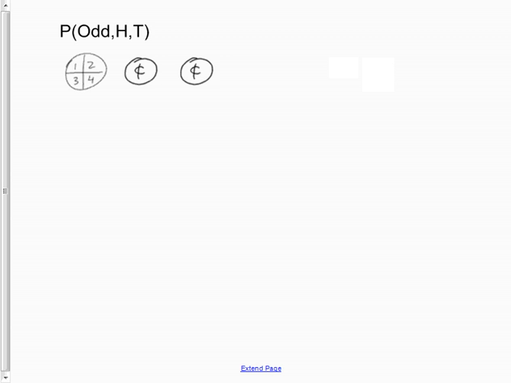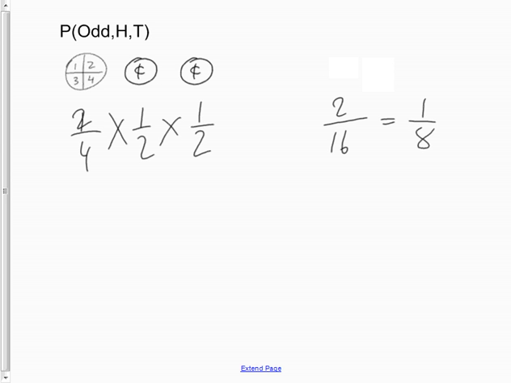Okay, so for odd, we have 2 chances out of 4. For heads, we have a 1 chance out of 2, and for tails, we have a 1 chance out of 2. The combined probability of that event happening is 2 out of 16, or 1 out of 8. And 1 out of 8 is one of those easy ones because if you multiply by 125 and multiply by 125, you get 125 over 1,000, which is 12.5 out of 100, which is 12.5%.